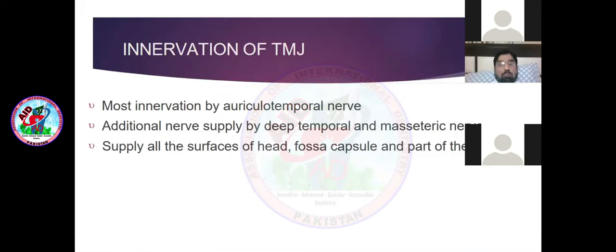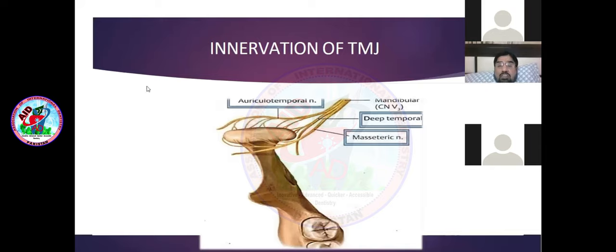Now, innervation of the temporomandibular joint. Most of the innervation is by the auriculotemporal nerve, which is a branch of the mandibular division of the trigeminal nerve, the fifth cranial nerve. Additional nerve supply is by the deep temporal and masseteric nerves, which are also branches of the trigeminal nerve. All surfaces, head, fossa, and capsule, except a few portions of the disc, are devoid of innervation. Now that is the innervation supply.